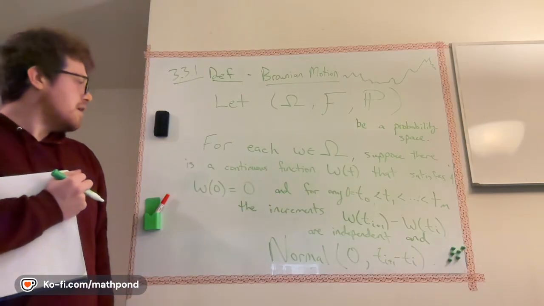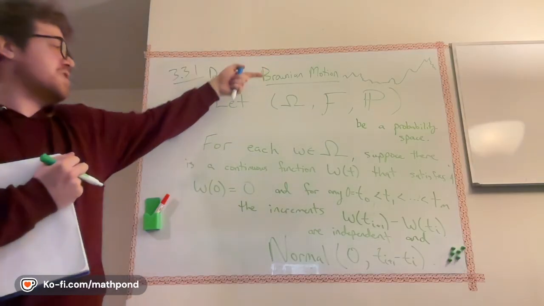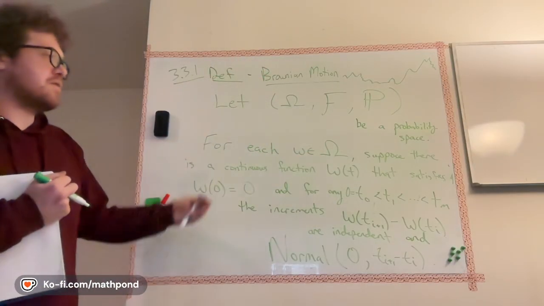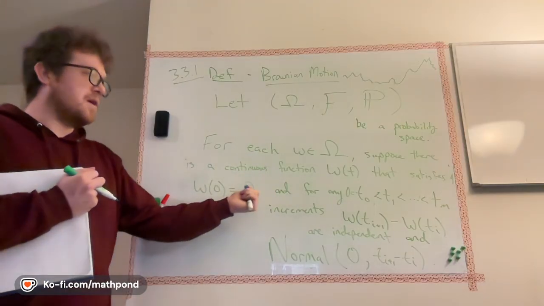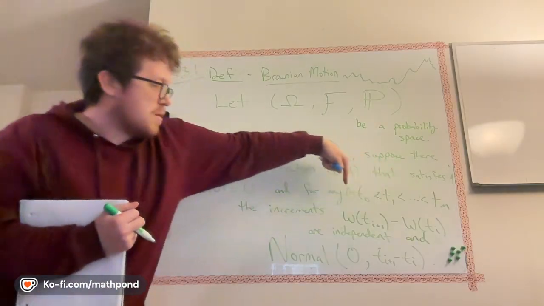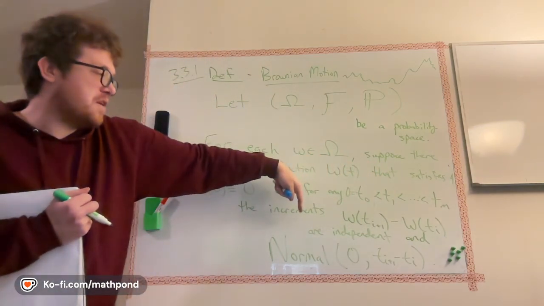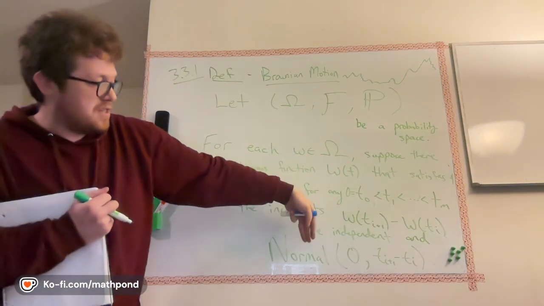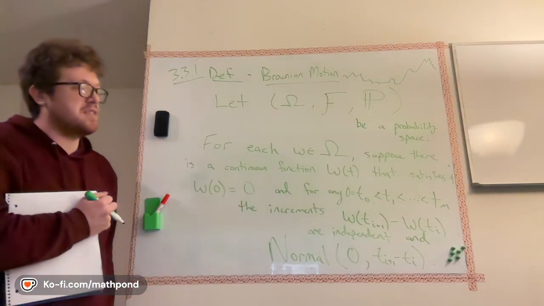And we're saying that it's Brownian, we're calling it a Brownian motion if this w of t function exists for all t greater than or equal to 0. It has the property that w of 0 is 0. And for any time increment, the change in w over that time increment is normally distributed, independent, and it has a normal distribution with mean 0 and variance ti plus 1 minus ti.